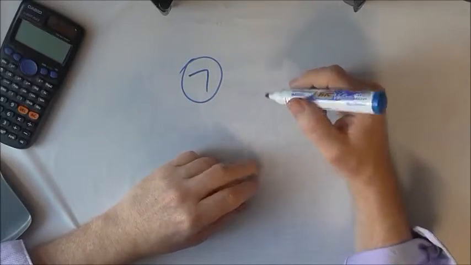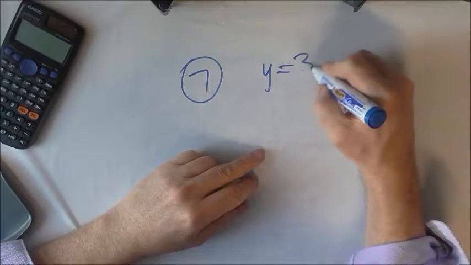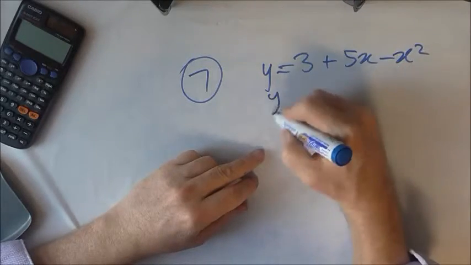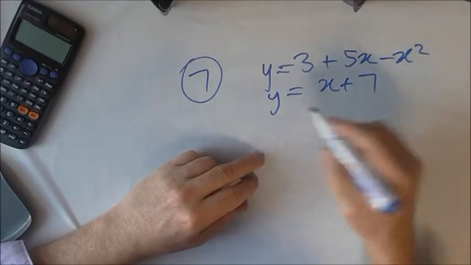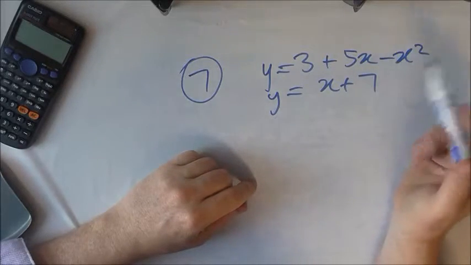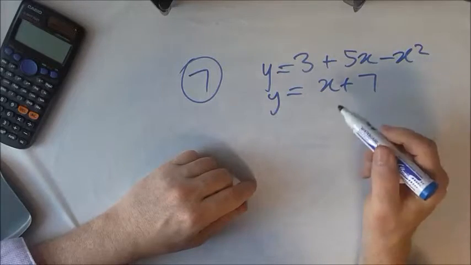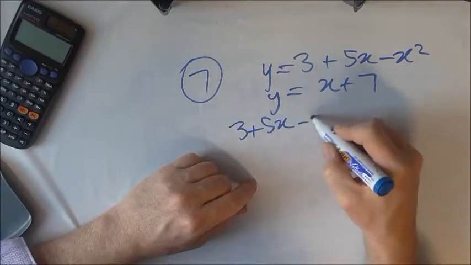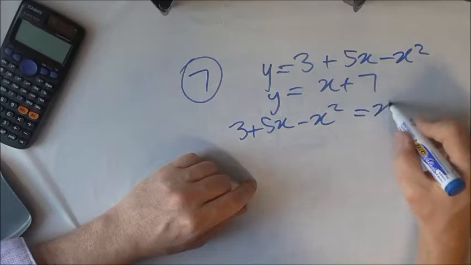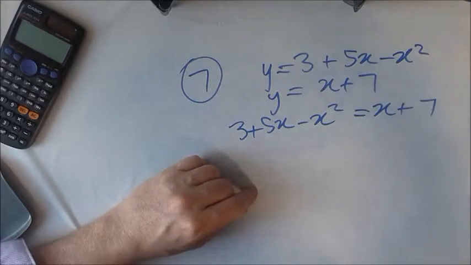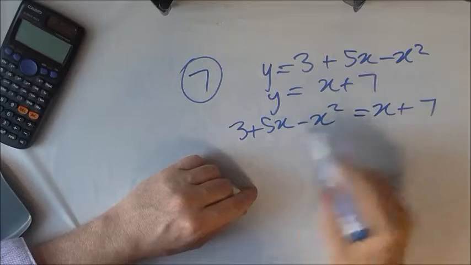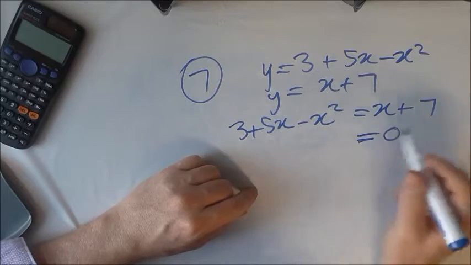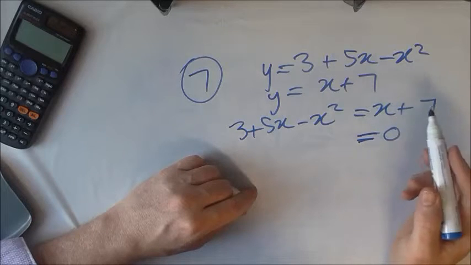Question number 7. Solve algebraically the simultaneous equations. Now for this I'm going to use the principle that two different ways to work out the same thing have to give the same answer. I've been given two different ways to work out y. So therefore those two ways have to be the same. So that's quadratic. Two of the three ways to solve a quadratic require there to be a 0 there, so I'm going to make a 0.